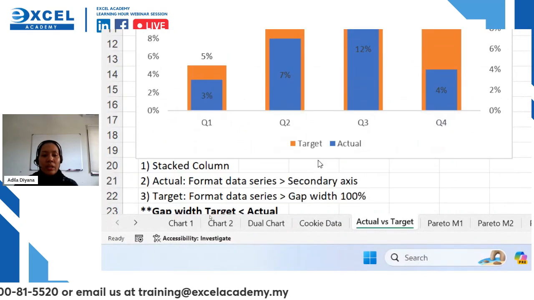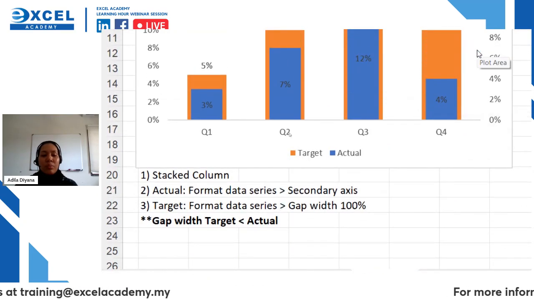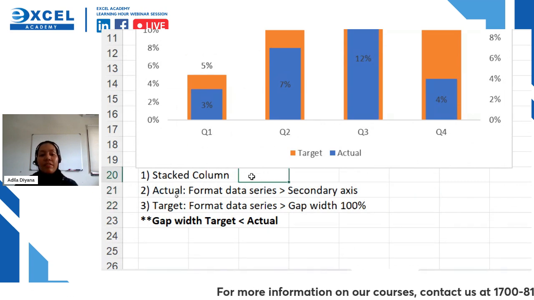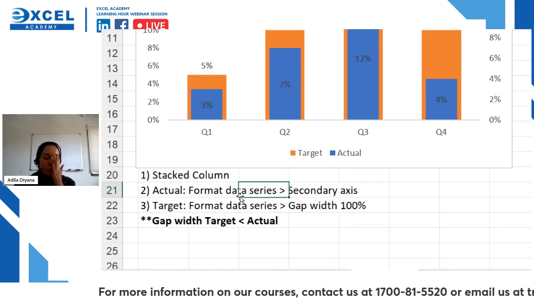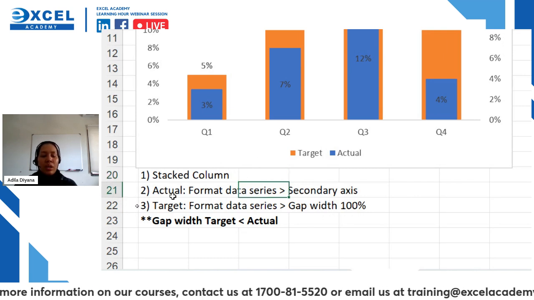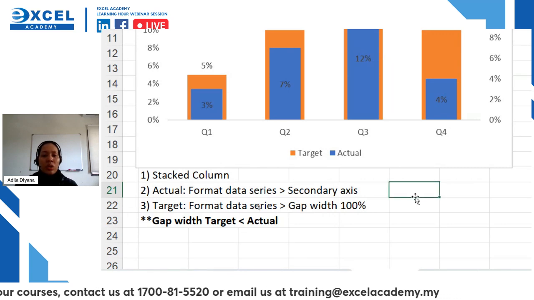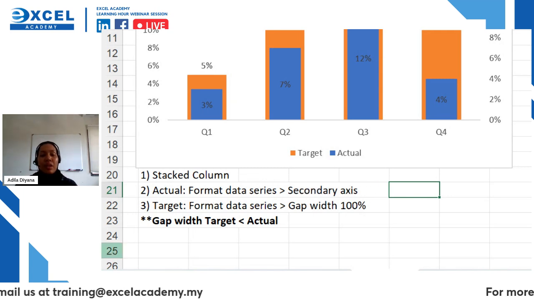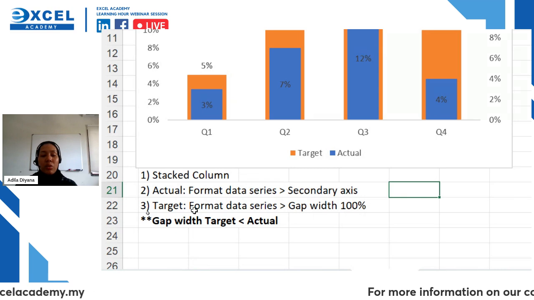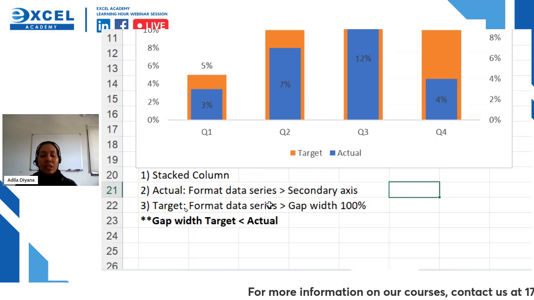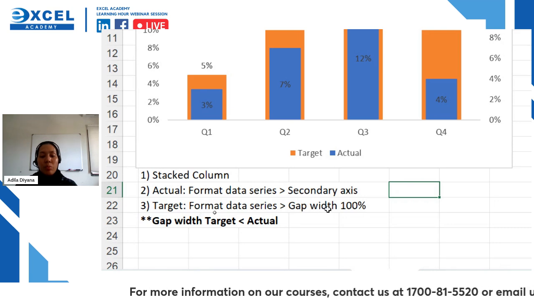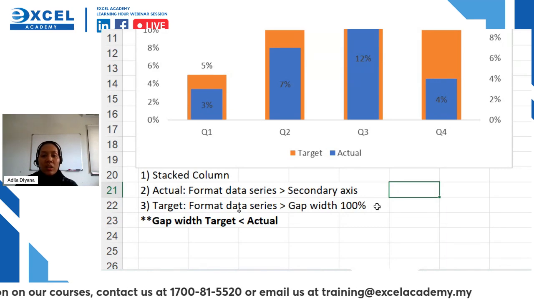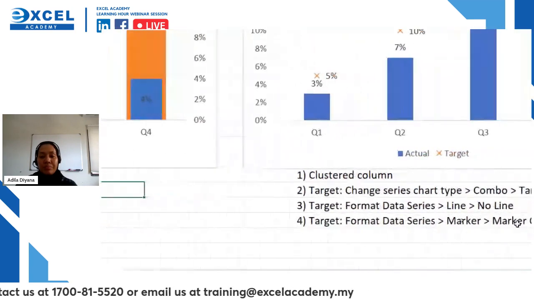So let us have a look at the step by step for the column on column. There are only 3 steps, very simple. First, we have the stacked column. Number 2, we only work on the actual, the blue color. We click on Format Data Series, and then click on Secondary Axis. The third one, for the target, the orange color, we click on Format Data Series, and then Gap Width, and set it to 100%. So only 3 steps to create this wonderful actual versus target graph.